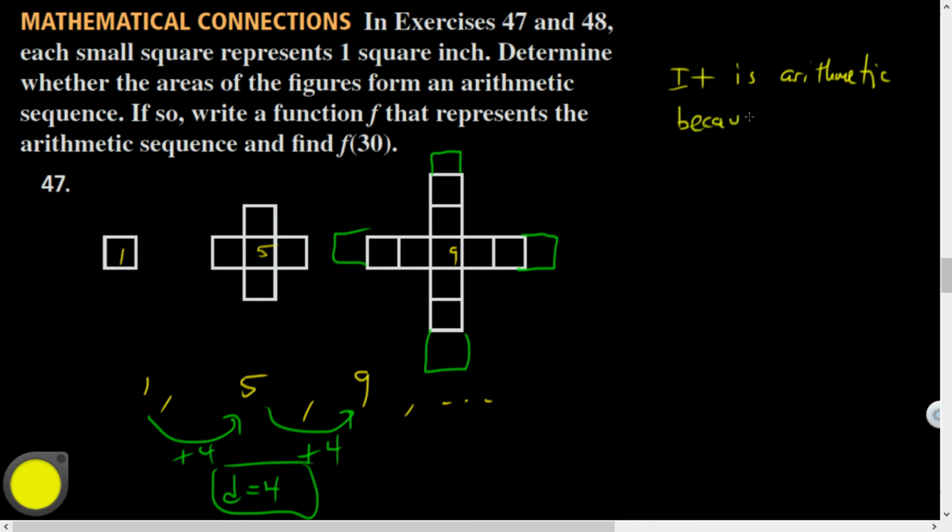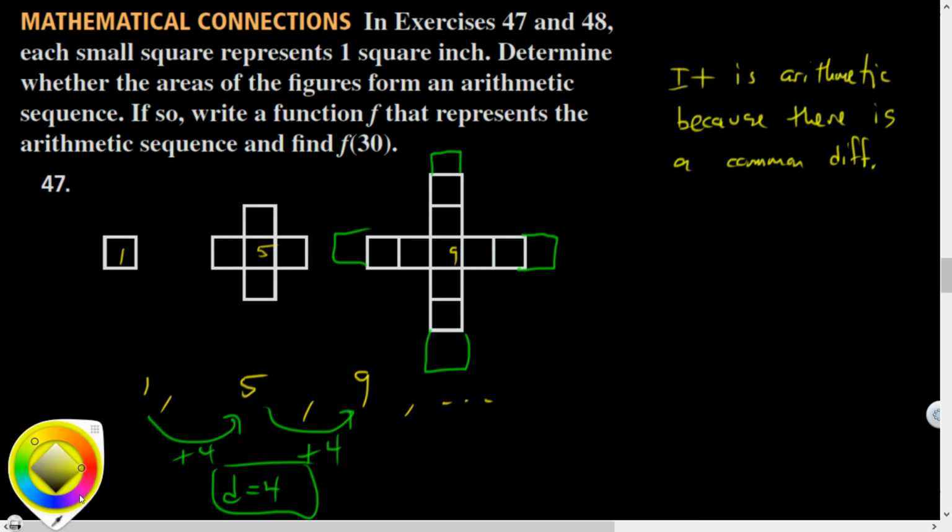Because there is a common difference. Okay. Now, then they ask me to find the 30th term. If this is a function, write a function f that represents the area, I guess. So if I want to find a function that when I plug in 1, I get 1. When I plug in 2, I get 5. When I plug in 3, I get 9. What would that function look like?